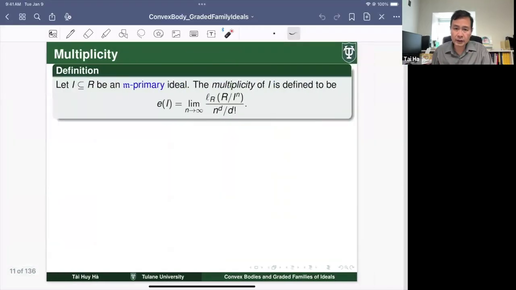The first algebraic invariant that I want to talk about in this talk is the multiplicity. If we have an m-primary ideal in the ring R, then the multiplicity of I is defined to be the limit of the length of R mod I to the n, over n to the d over d factorial. If you look at the length of R mod I to the n, of course, that's a Hilbert function, and it eventually behaves like a Hilbert polynomial. So this is really just picking out the normalized highest coefficient.